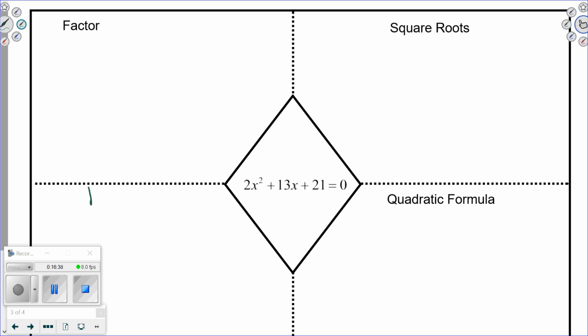Thank you. b squared minus 4ac. What does this have to be? A perfect square. If that is a perfect square, then it's going to go ahead and factor. Okay? So let's go ahead and check it. So b squared would be 13 squared minus 4 times 2 times 21.